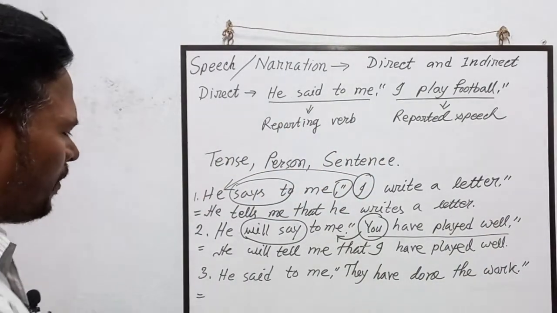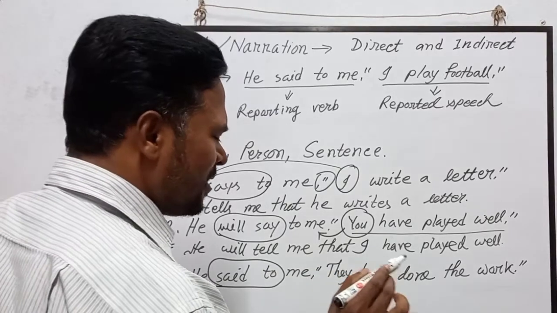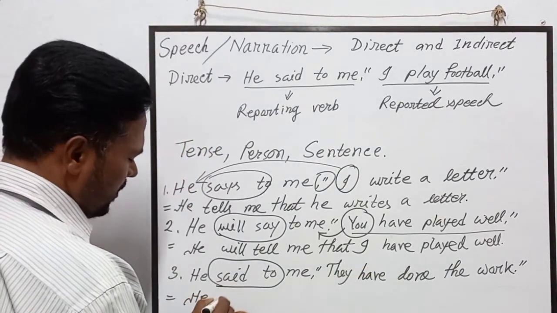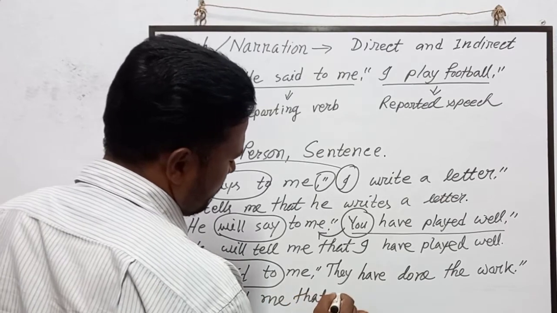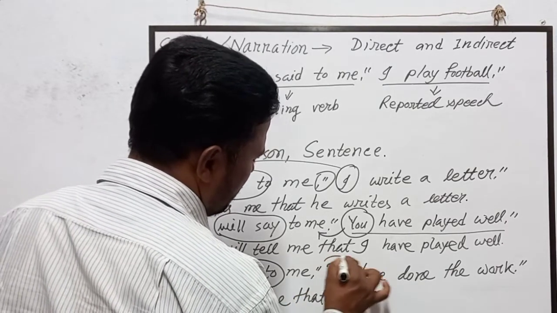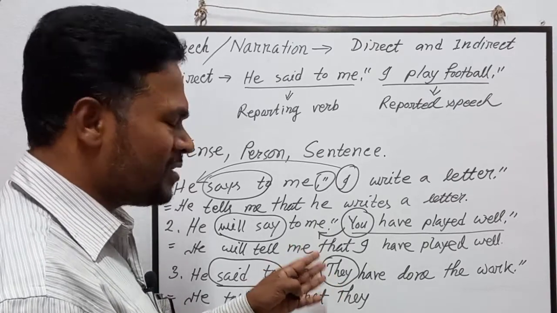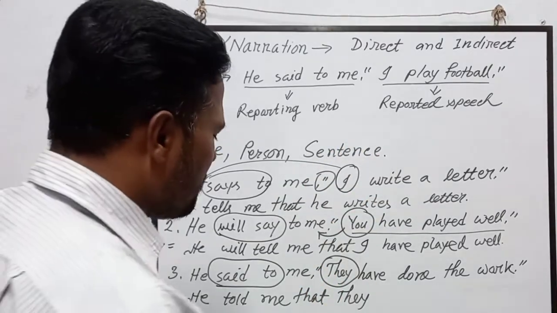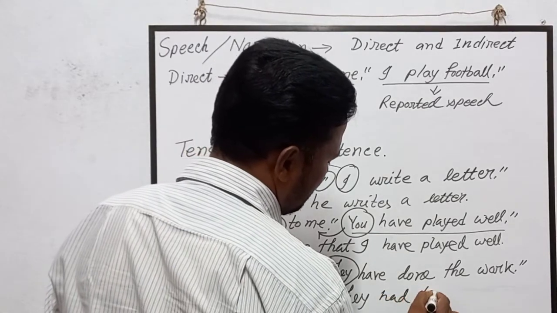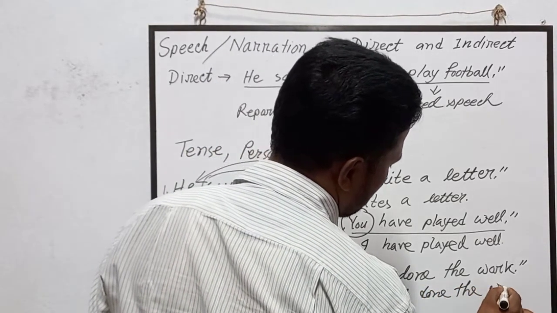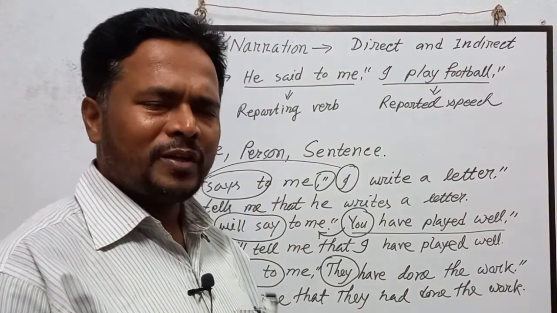Like this, if the reporting verb is in past tense, the reported speech will change. He told me that they had done the work. The subject of the reported speech is third person. If it is third person, there is no change of the subject of the reported speech. Here the tense will be changed to "had done". In this way, we can change the speech from direct to indirect.